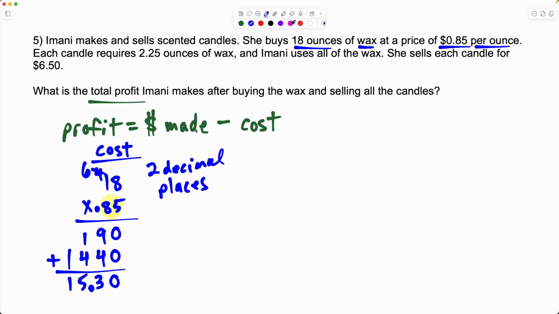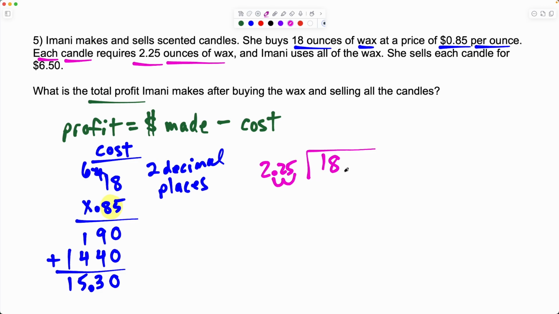But now we have to calculate how much money Imani makes from selling all of the candles. Well, they tell us each one requires 2.25 ounces of wax. So if we think about this, Imani is going to buy 18 ounces, and each candle requires 2.25 ounces. So we need to do 2.25 dividing into 18. And for this one, there's a few different ways we could handle this. But remember, the big idea from earlier is we want to move the decimal a certain amount of places so that we have a whole number outside that we're dividing by.